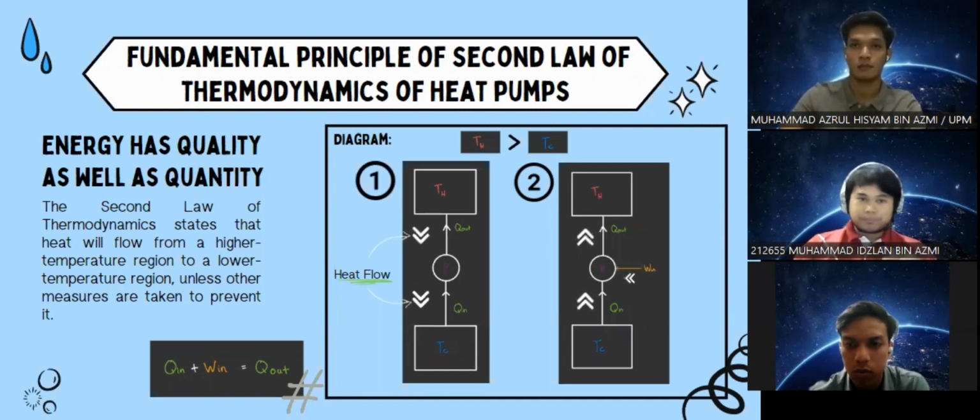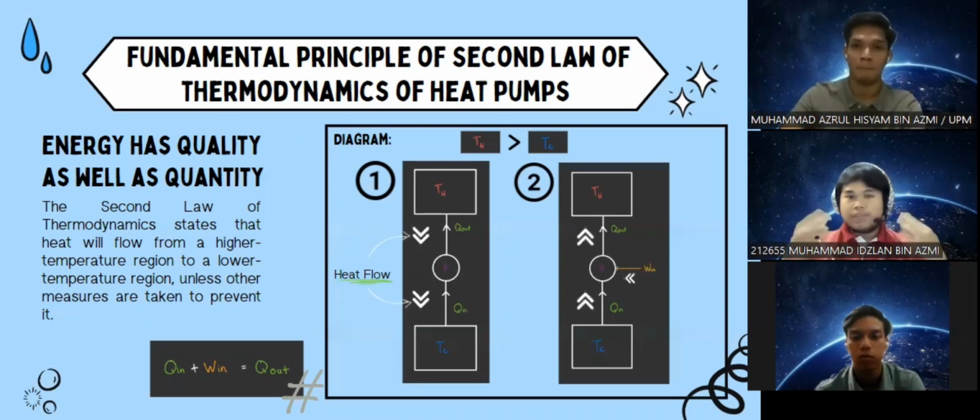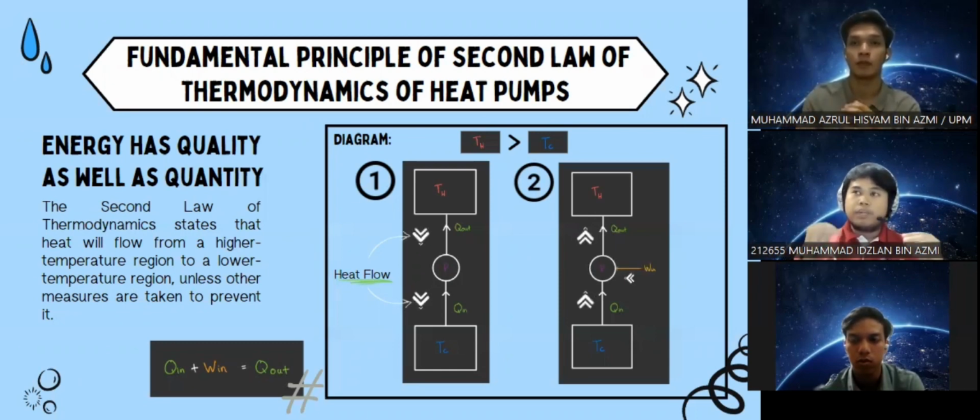Looking at number one, it picks up heat from a lower temperature source, absorbing heat which is Q in, and it rejects heat which is Q out. So this is the opposite heat flow, which is against the second law of thermodynamics and is not possible naturally. We're talking about the natural flow of heat from highest to lowest. So you cannot have the reverse flow of heat without any work input.